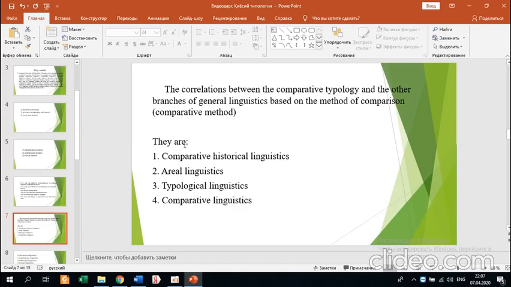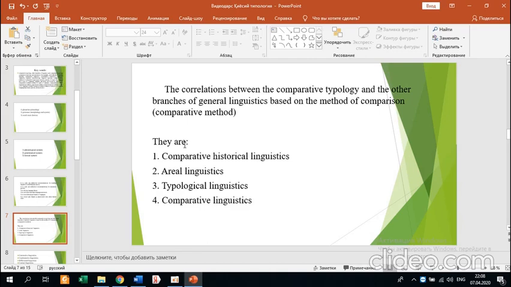So, comparative historical linguistics studies degree of relationship and origin of languages by establishing genetic links between languages compared, the main purpose being restoration of the parent language from which the languages compared have originated. So, the object of investigation for comparative historical linguistics is the relatively kin languages, for example, Turkic languages, Romanic languages, Slavonic languages, Germanic languages.